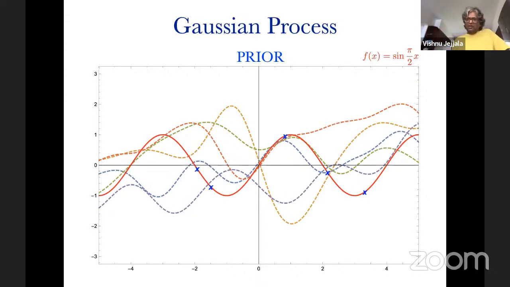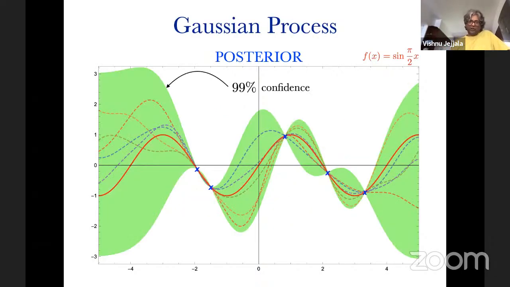So to illustrate what the Gaussian process is doing, the red curve is the function sine of pi over 2 times x. And we're giving it certain data points, the blue crosses in this figure. And we're choosing certain functions that are drawn from a prior with zero mean. And then we fix the hyperparameters in order to optimize performance. And once we do this, we have some posterior. In the Gaussian process posterior, this green envelope, functions taken from this green envelope have 99% confidence of reproducing the predictions. The variance increases the further away you get from the points that you feed the Gaussian process.